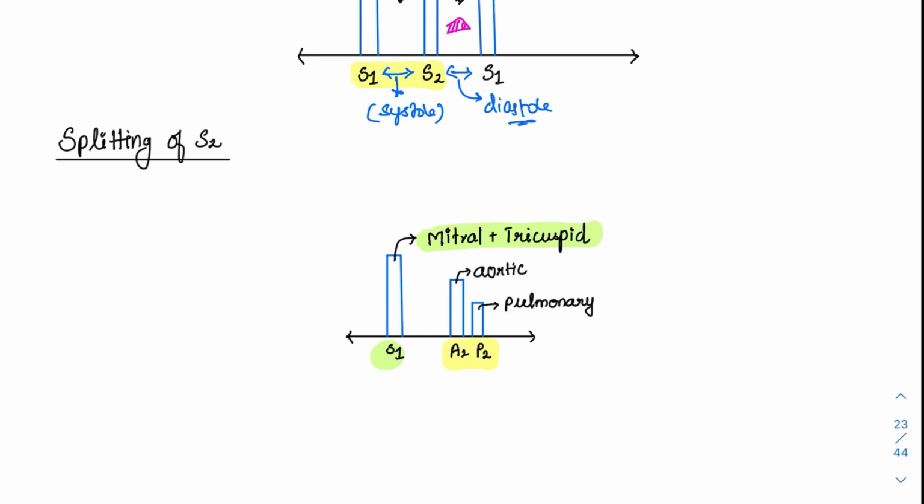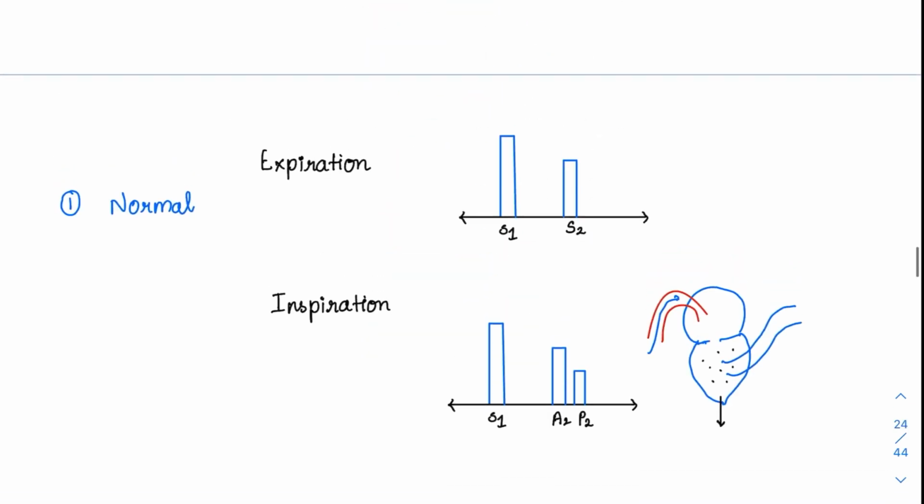Let's see now what the splitting is. We are now going to understand various different types of splitting and the cause of each of them. First, coming to the normal scenario, during expiration, we generally don't see any kind of splitting. We just hear S1 and S2.